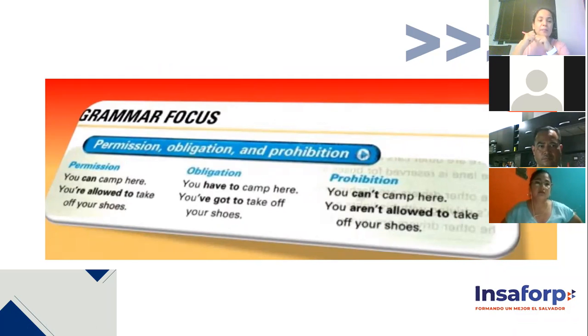You can camp here. You are allowed to take off your shoes. Thank you so much. Camp here. Remember the ED, how do we pronounce the ED in regular verbs? Well, in this case, it's ED, but it's an adjective, allowed. Allowed, with a D sound, because the present is allow, which ends in a vowel sound. And if it is a vowel, we say allowed, with D. You're allowed to take off your shoes, allowed.